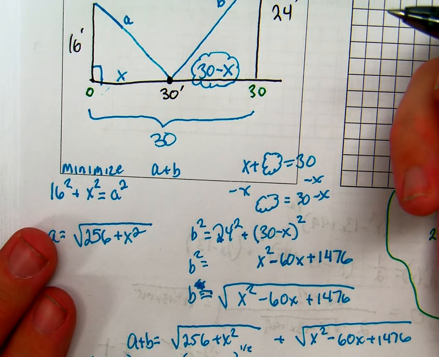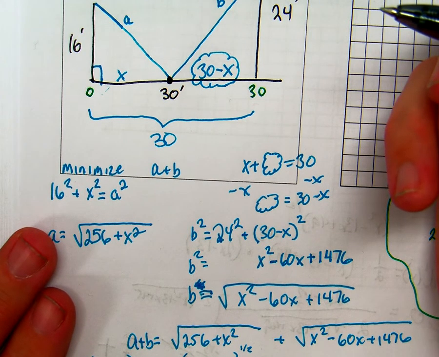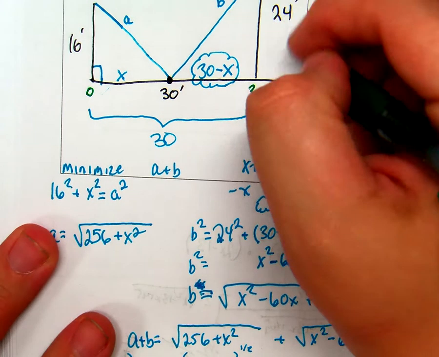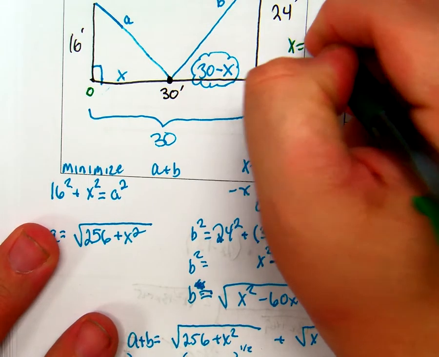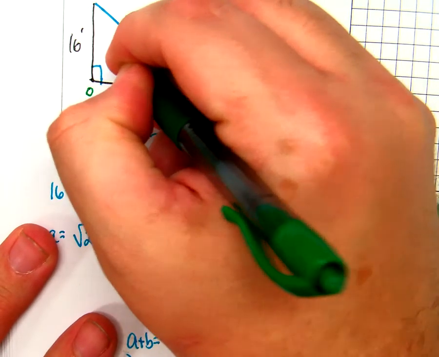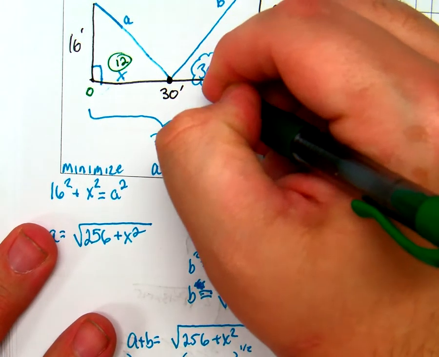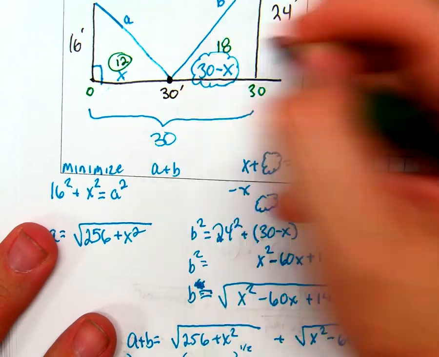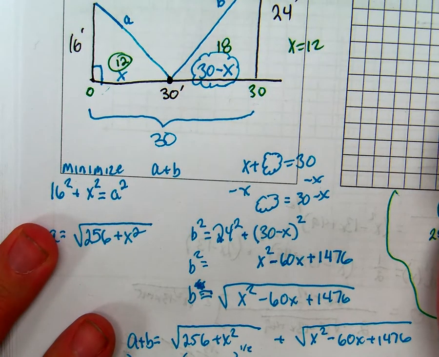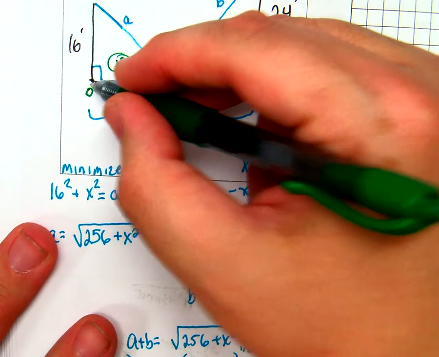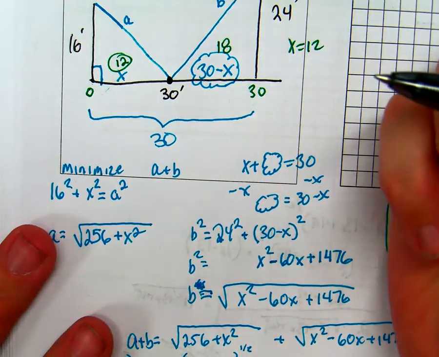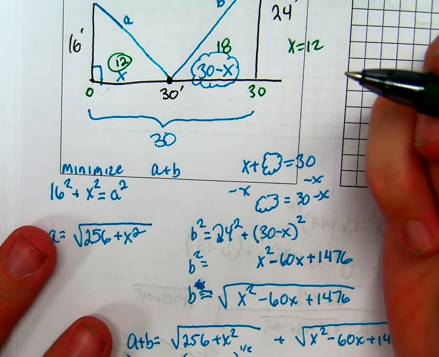So this guy's 12. This guy would be 18. And where should it be placed? You would say 12 feet from the 16-foot pole and 18 feet from that pole.